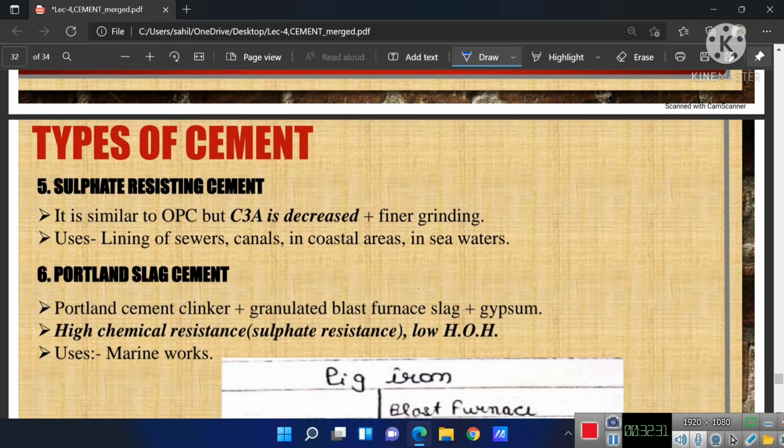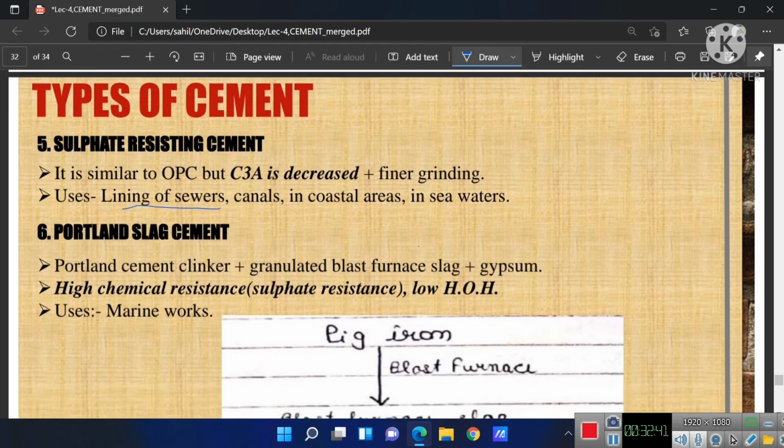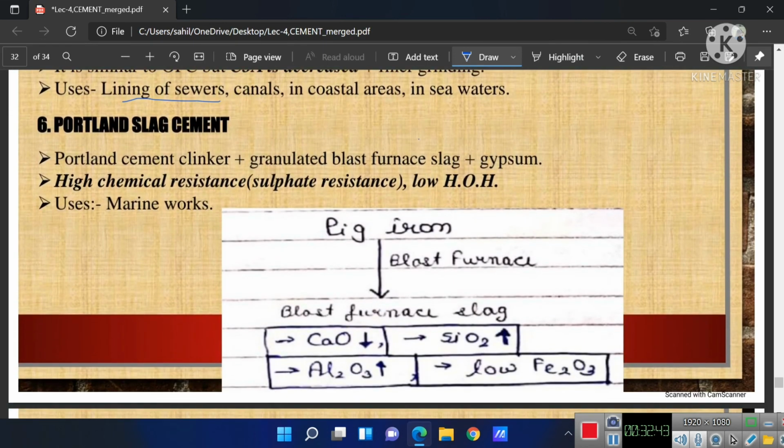The type sulfate resisting cement, it is similar to OPC but C3A is decreased, plus finer grinding. Uses: lining of sewers, canals in coastal areas, in seawaters. Now Portland slag cement. Portland cement clinker plus granulated blast furnace slag plus gypsum. Now high chemical resistance, that is sulfate resistance, low heat of hydration. Uses: marine works.